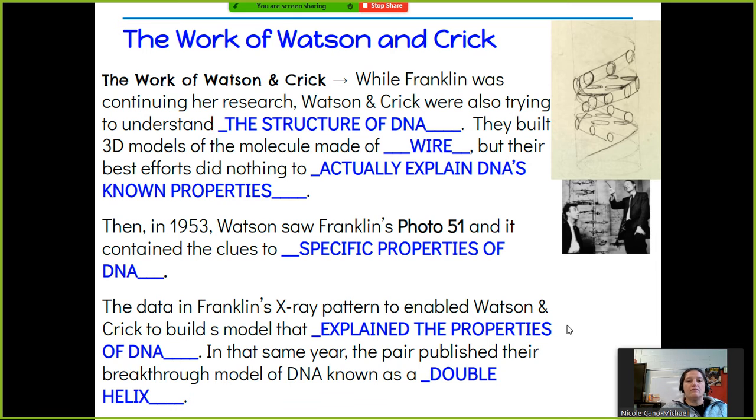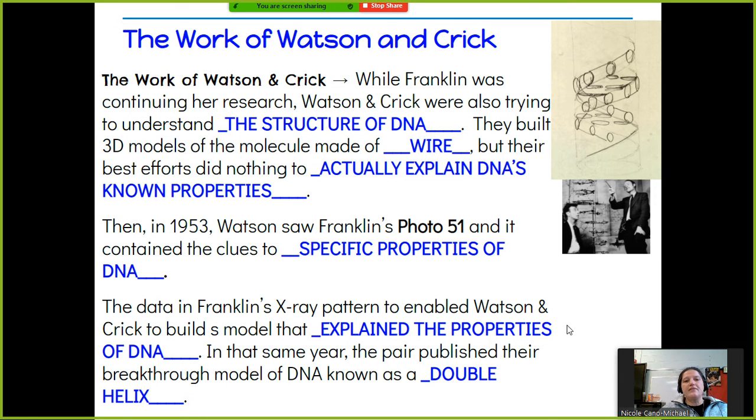A few years later, by the way, Rosalind Franklin is still working on her research. Watson and Crick, their team, they're also trying to understand the structure of DNA. They end up building models. They make them out of wire. But the thing is, they build all these amazing models, but it does nothing to actually explain DNA's known properties, which at this point includes Chargaff's rule.